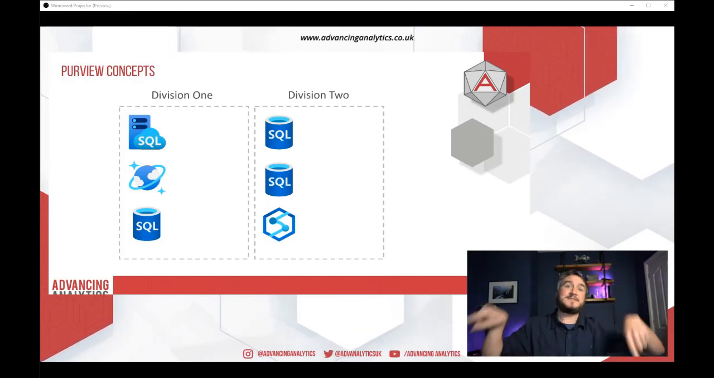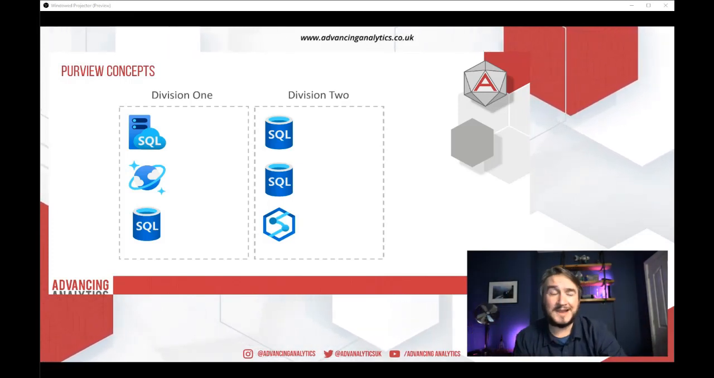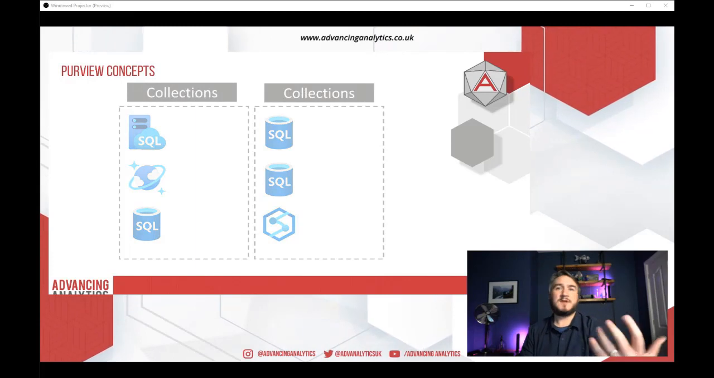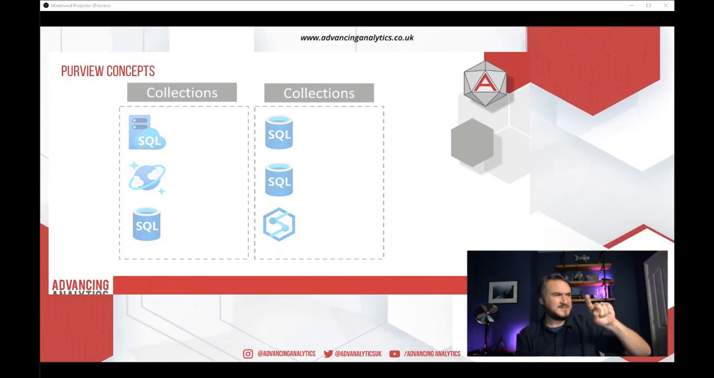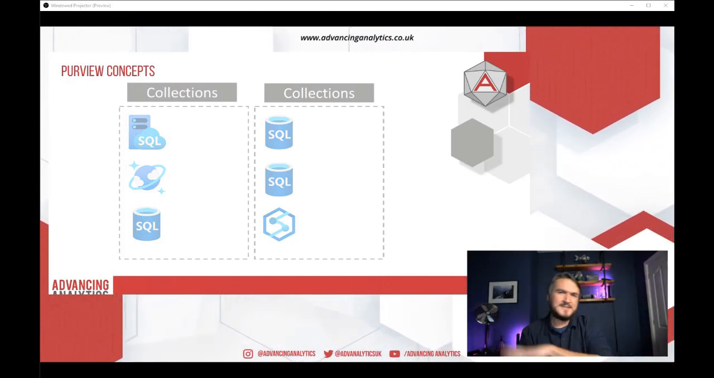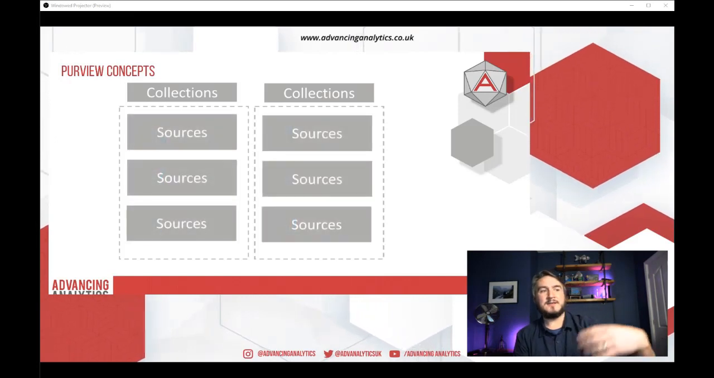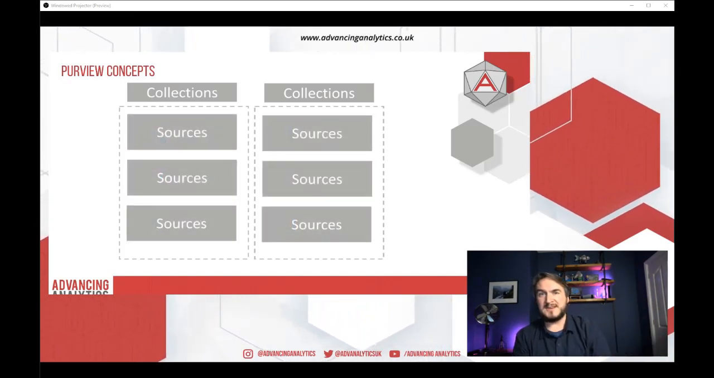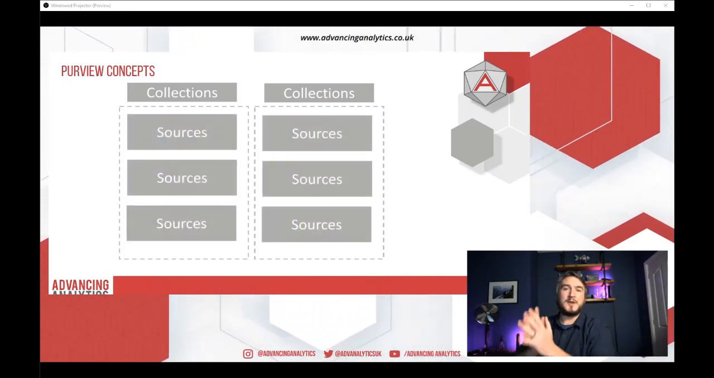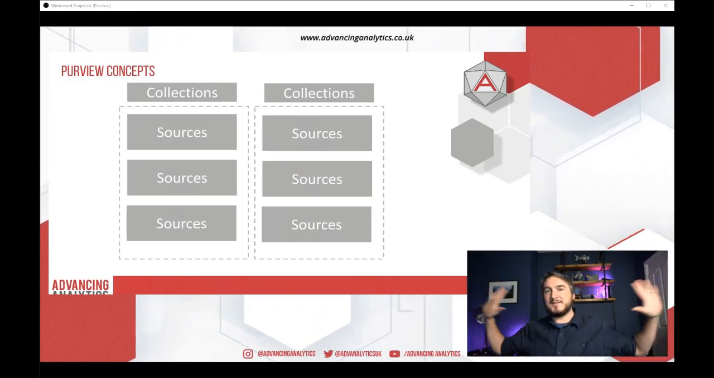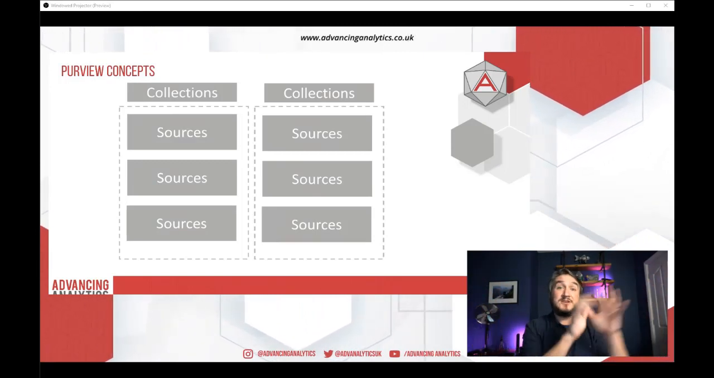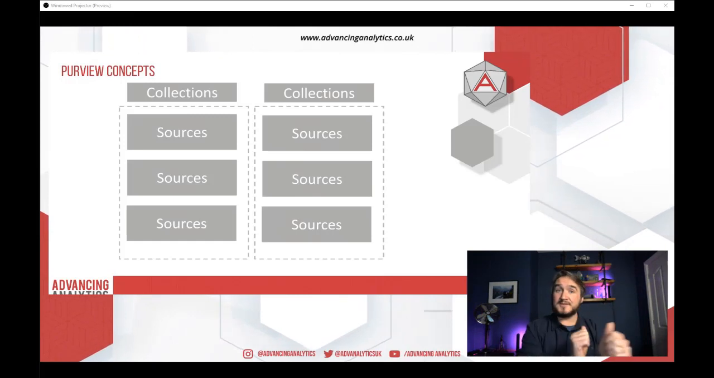And then we can collect data sources together into these things called collections. So collections, Division 1, Division 2, you can say, well, actually, I want to group these sources together and then these sources together. And then we have individual sources. So that's your starting point, right? You open up the blank sheet of Azure Purview and you go, I want to create a new collection and then register a load of sources.